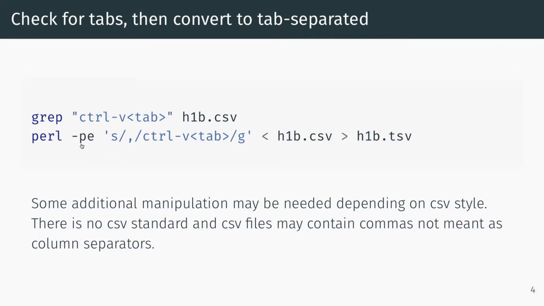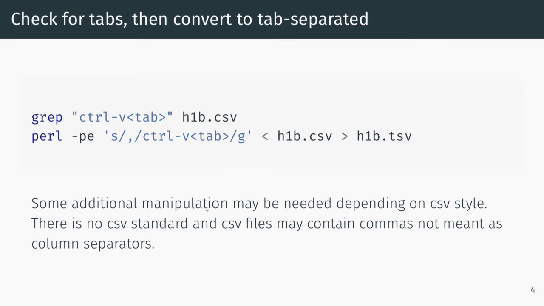So, in the Perl -P, this -P stands for print every line, and the E stands for what comes next is a Perl program. So this is actually, believe it or not, a complete Perl program on its own. It just says to do a substitution on every line of input that it encounters, and the input is coming from this file.